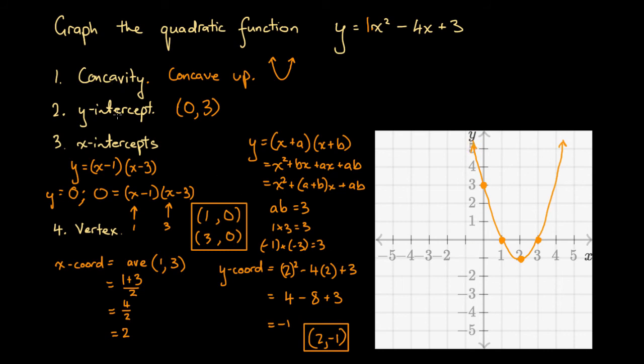So these are always the 4 steps you need to go through in order to graph a quadratic function. So if you ever come across a quadratic function that you know has 2 x-intercepts, these are the 4 steps you have to take.